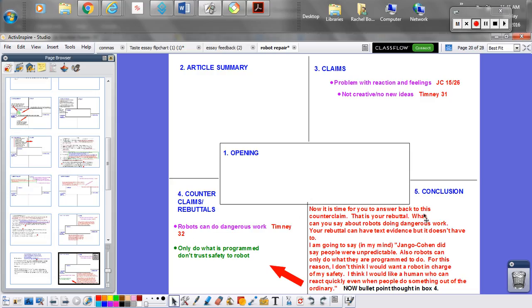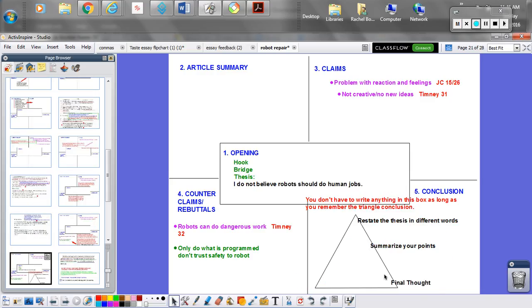Now it's time for you to answer back to this counterclaim. That is your rebuttal. What can you say about robots doing dangerous work? Your rebuttal can have text evidence, but it doesn't have to. I'm going to say, in my mind right now, Django Cohen did say people were unpredictable. Also, robots can only do what they are programmed to do. For this reason, I don't think I would want a robot in charge of my safety. I think I would like a human who can react quickly, even when people do something out of the ordinary. So I'm going to bullet point my rebuttal. Robots can only do what they are programmed to do. Don't trust safety to robot. So again, I'm not writing in sentences, just bullet points to help me remember my thoughts.